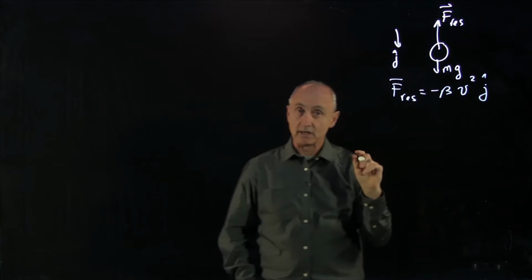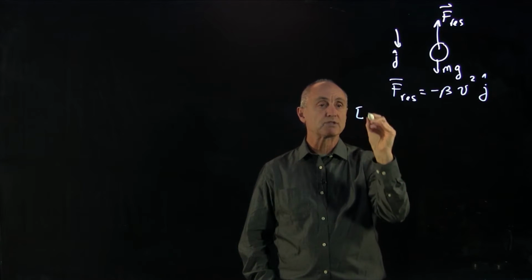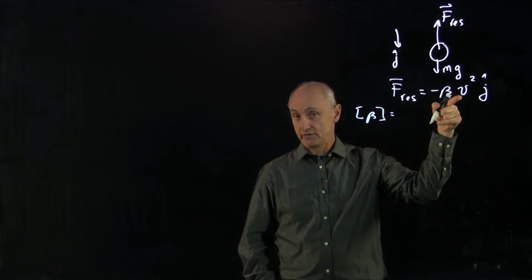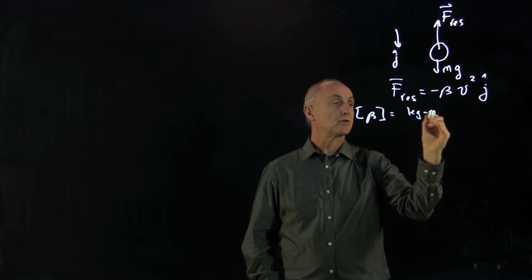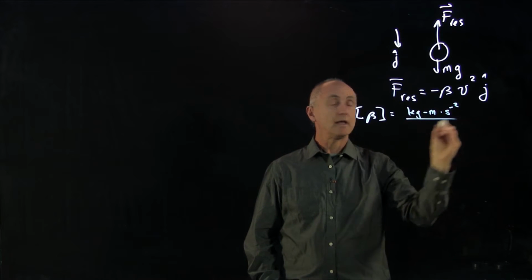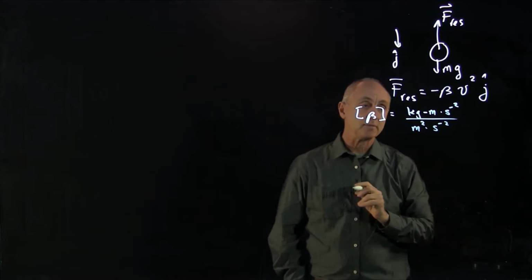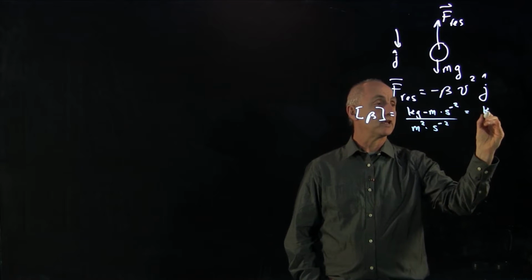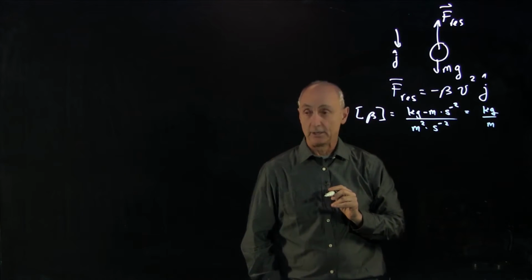So this will turn out to be a more complicated analysis. But first, again, let's think about the units of our coefficient beta. It has the units of force divided by velocity squared. So we write the units of force, kilogram meters per second squared, and the units of velocity squared, meters squared per second squared. And so we see that we have units of kilogram per meter for our coefficient beta.